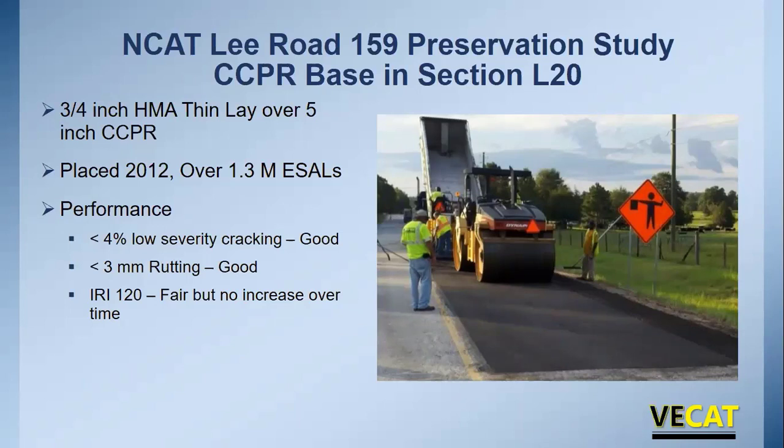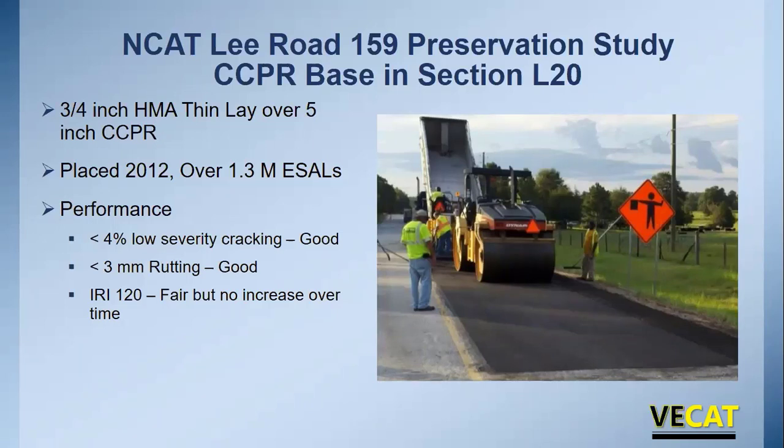So it's a small 50-foot section, like all the test sections there, but they dug it out and they put in 5 inches of a CCPR mix, and then they put a 3/4 inch HMA thin lay over it. It was placed in 2012, so it's been down about 8 years, and they estimate it's had over 1.3 million ESALs on the outgoing or loaded side.